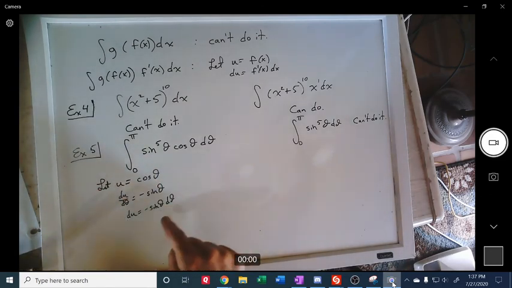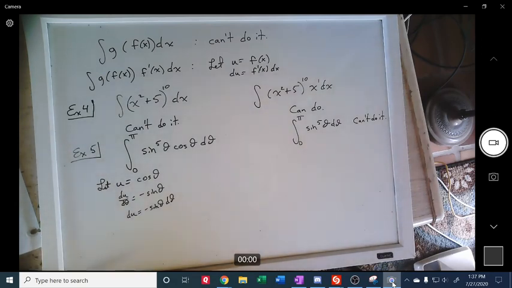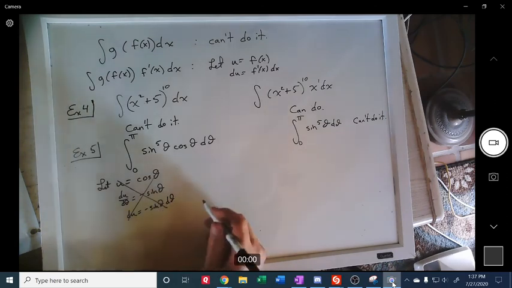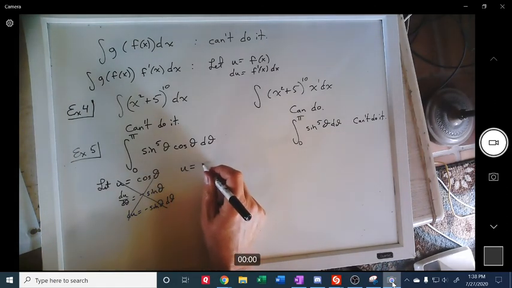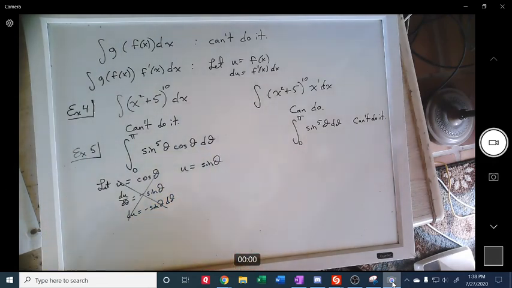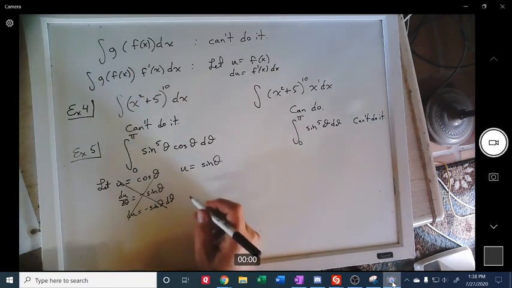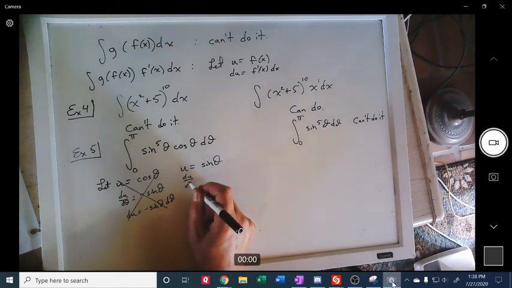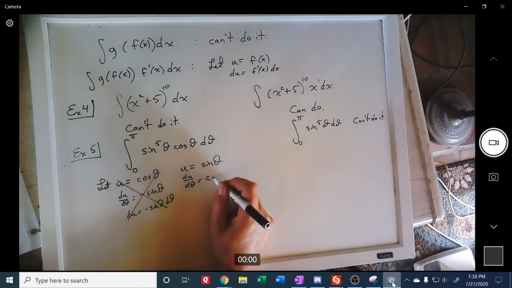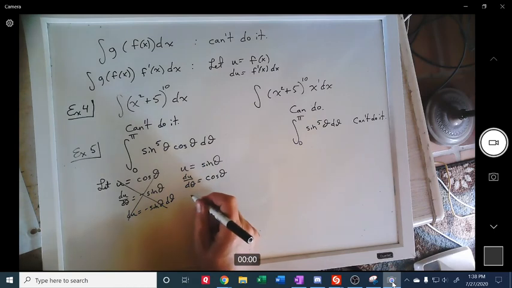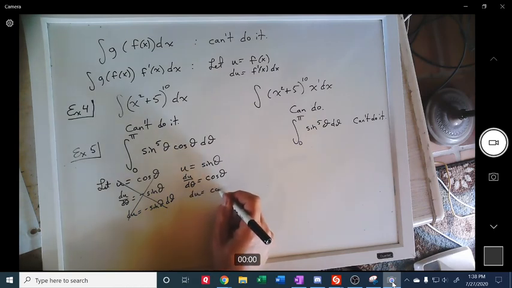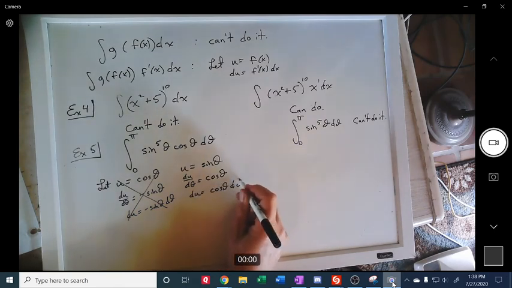So you try things, and you go back to the drawing board, and you say, all right, that wasn't the right u. Let's try the u being sine theta. So I need two functions where one's the derivative of the other for the format. Now, du d theta, derivative of sine is cosine theta. So du is equal to cosine theta d theta.